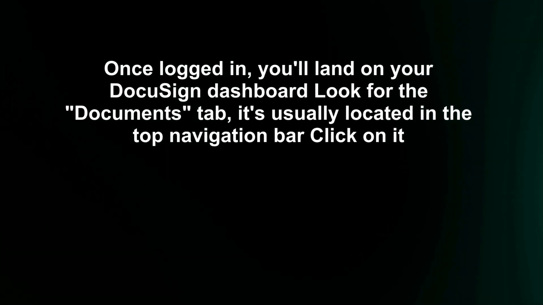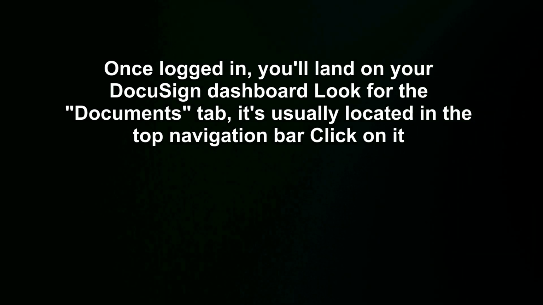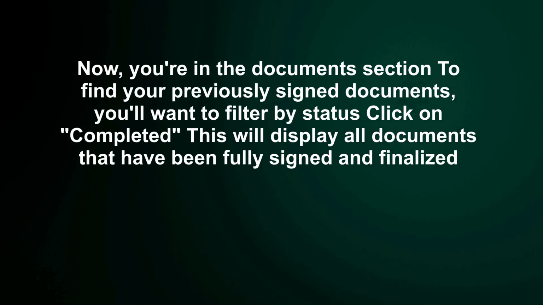Once logged in, you'll land on your DocuSign dashboard. Look for the Documents tab. It's usually located in the top navigation bar. Click on it. Now, you're in the Documents section.